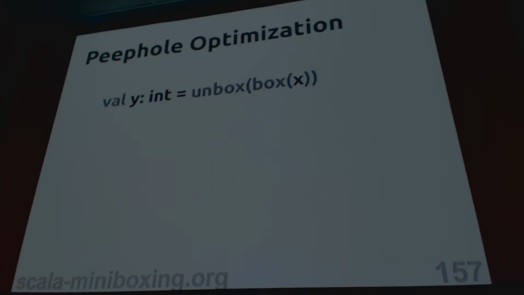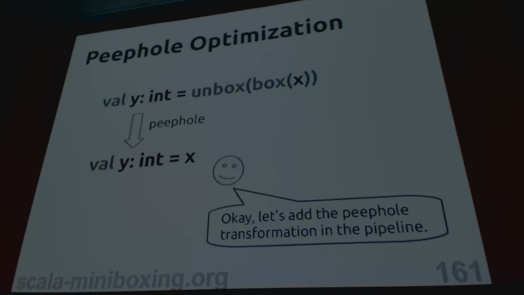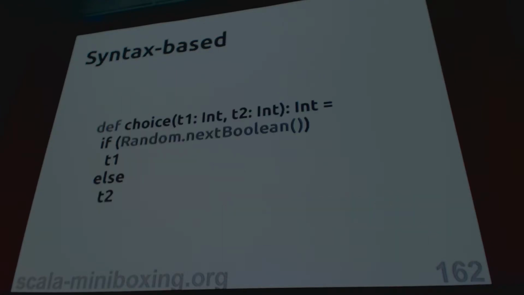Okay, suboptimal. We could have a peephole optimization to solve that. It would just say, well, whenever you encounter unbox of box of something, make that something directly redirect to that something. And the other way around, box of unbox. Okay, so that would do the trick. We would get the example solved by this peephole optimization. Okay, fine, let's include a peephole optimization in the pipeline. It's not going to kill us.